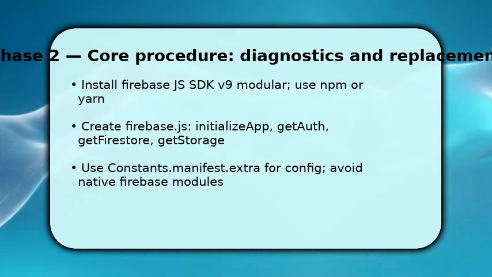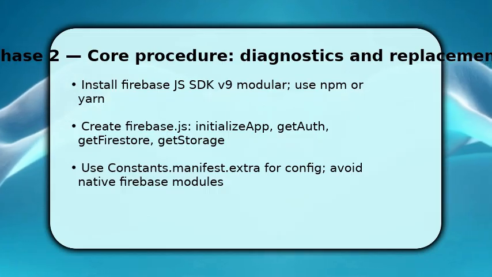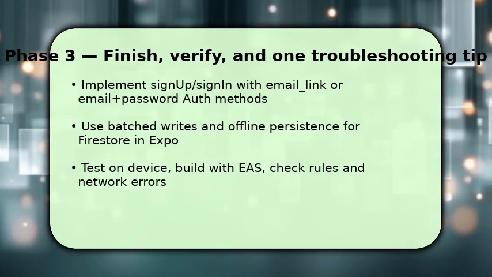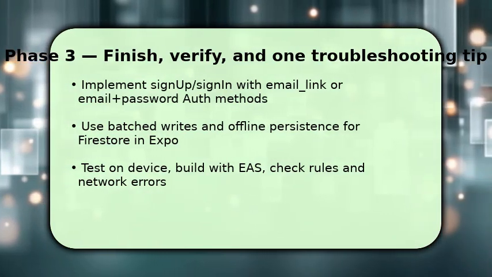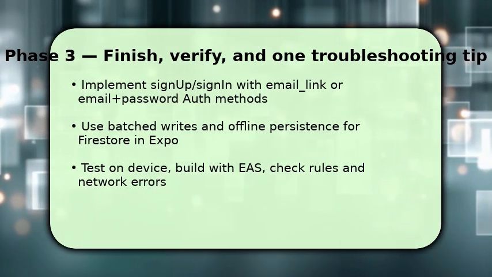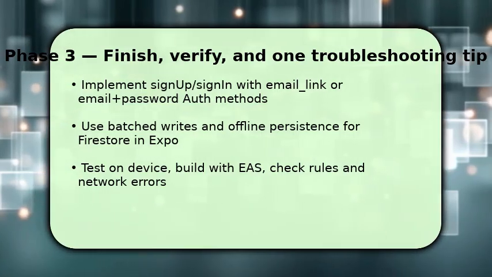Make sure to use async functions for auth flows and proper error handling. Finish by wiring auth and Firestore into your UI. Implement sign-up and sign-in flows using email link or email and password, and manage user state with context or React Query. For Firestore, use batched writes and enable offline persistence when possible, and be mindful of security rules.